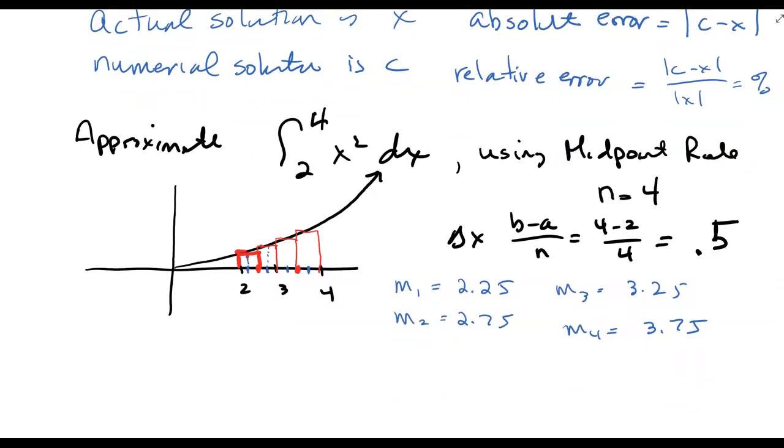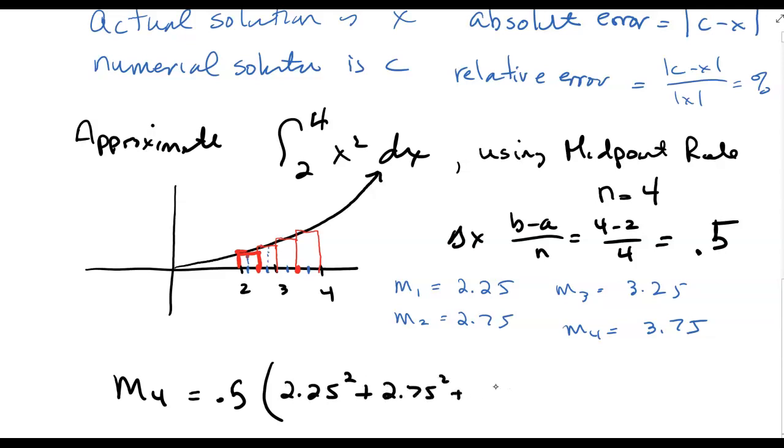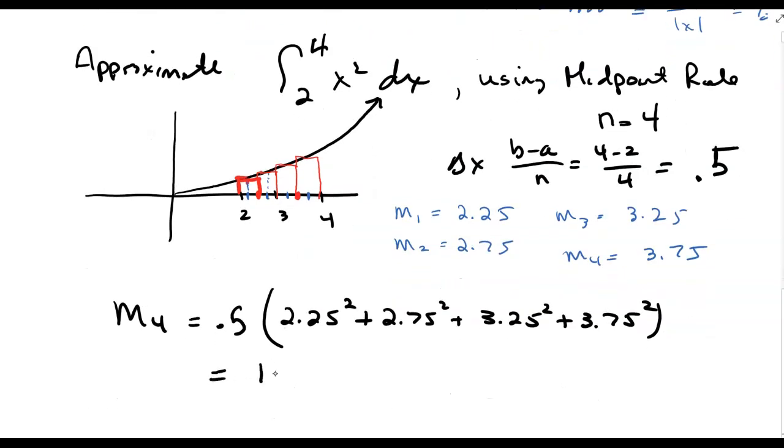So to do M4, call f of x, of course, x squared. It would be delta x, we'll pull that out, times 2.25 squared plus 2.75 squared plus 3.25 squared, and so on. And if you do all that, you get 18.625.